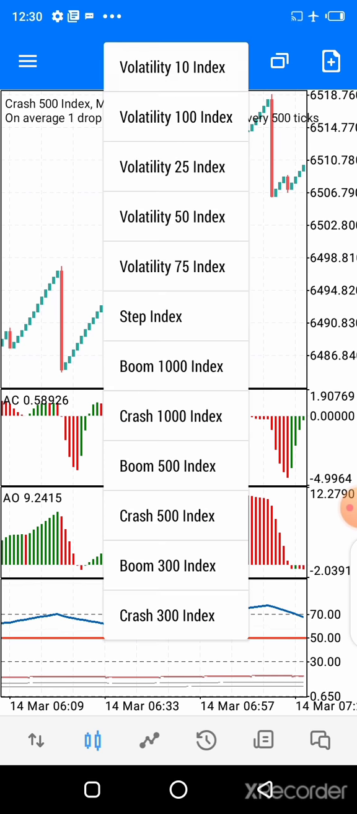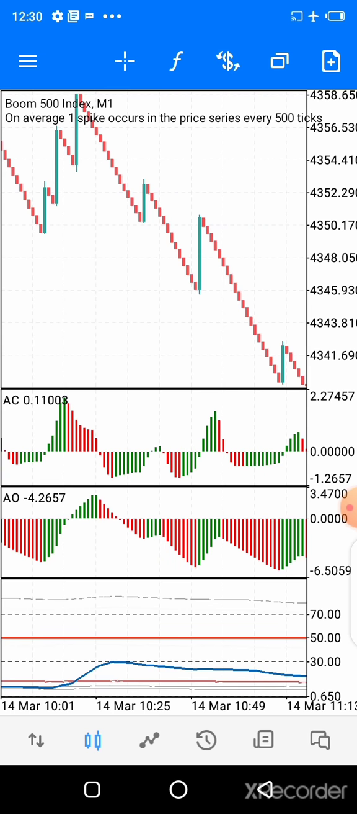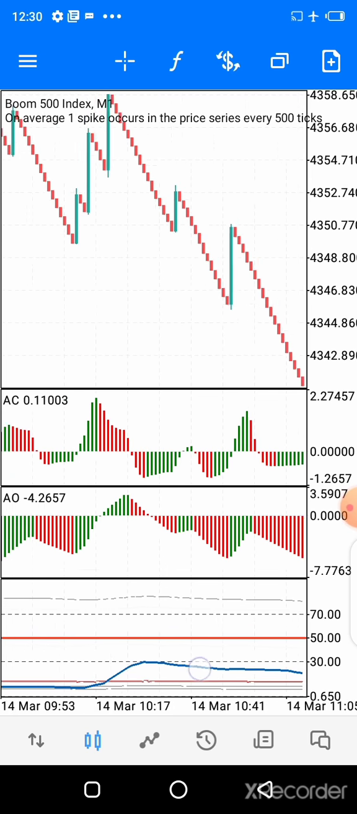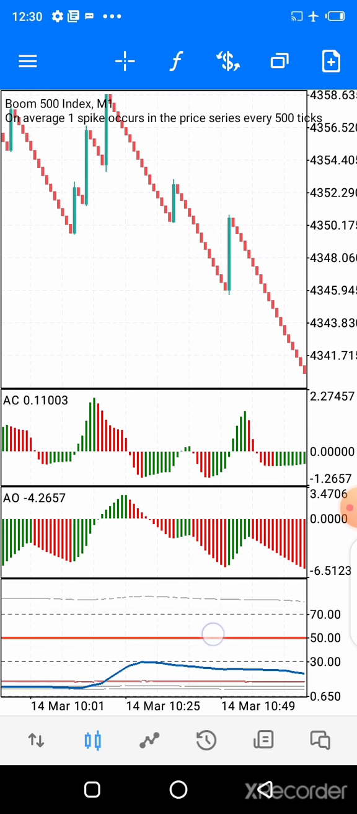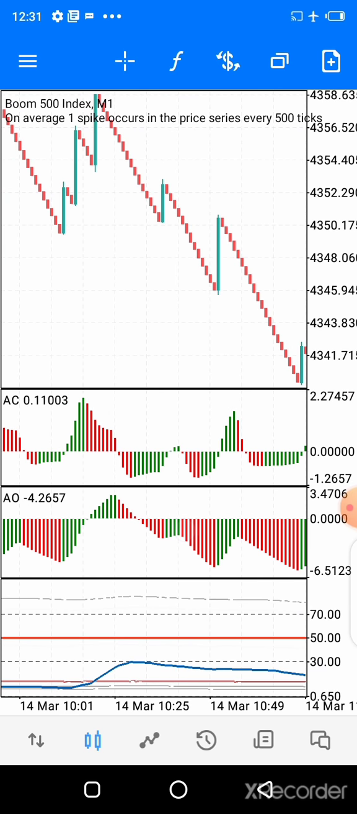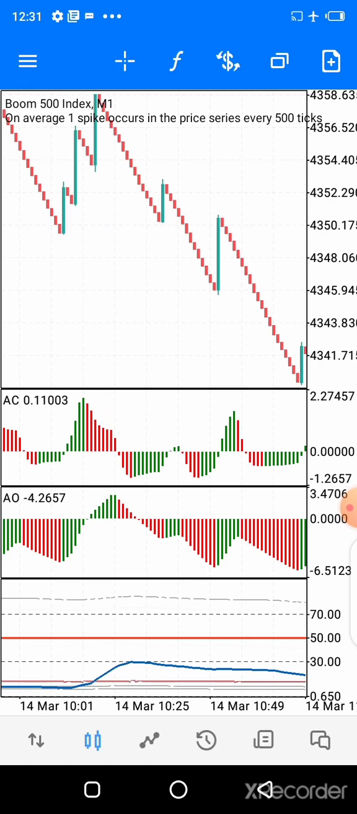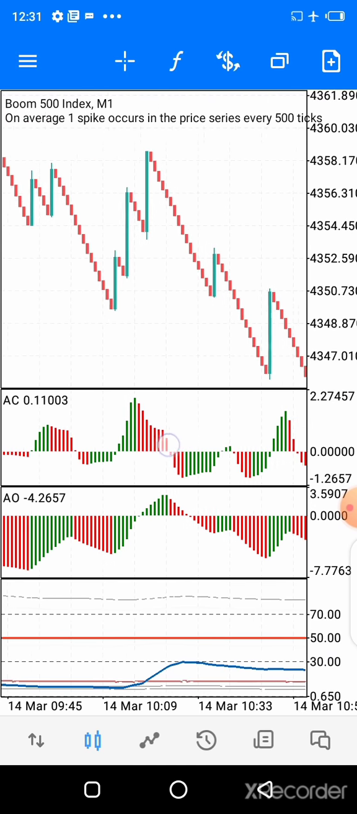So the same thing for Boom 500 as well. For Boom 500, your RSI has to be below this 50 level here. Then awesome oscillator has to be red. Awesome accelerator, what's the name? I keep forgetting the name of this. Accelerator oscillator has to be what? Your accelerator oscillator has to be red.